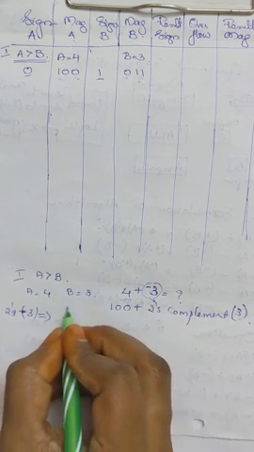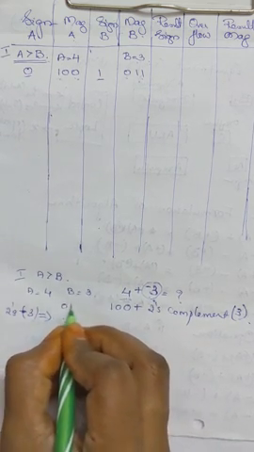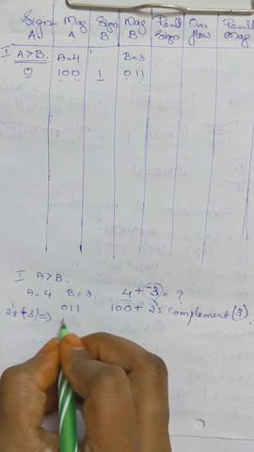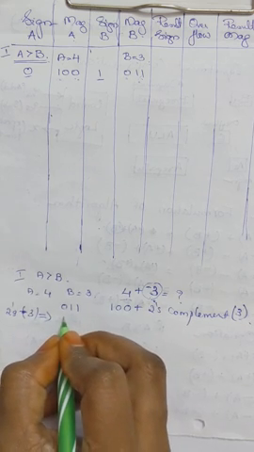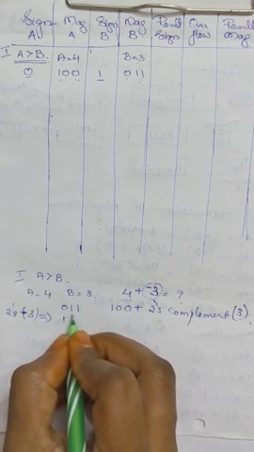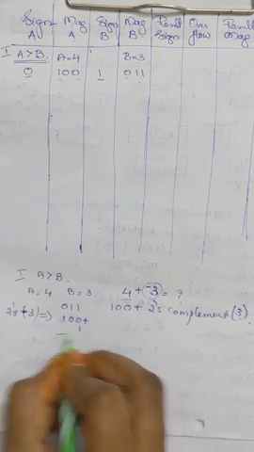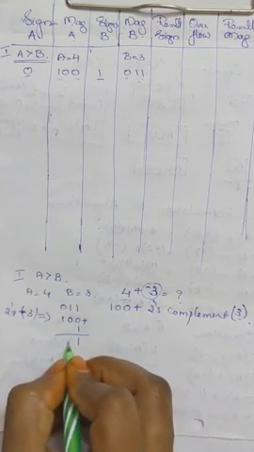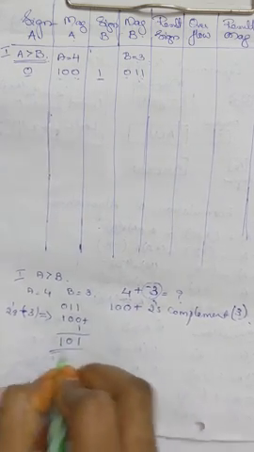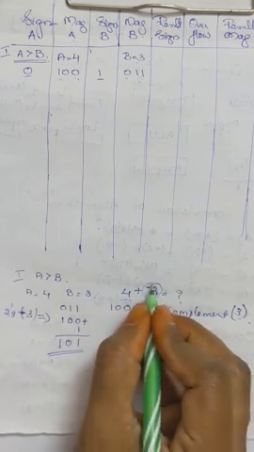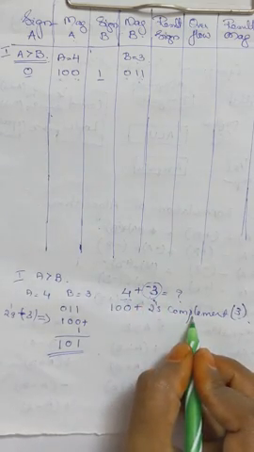What is it? Binary of 3 is 0 1 1. The 2's complement of 3 means you have to take the 1's complement, that is, 0s will be changed to 1 and 1s will be changed to 0, plus 1, giving 1 0 1. This is the 2's complement of B. Okay, but here you are taking the 2's complement.